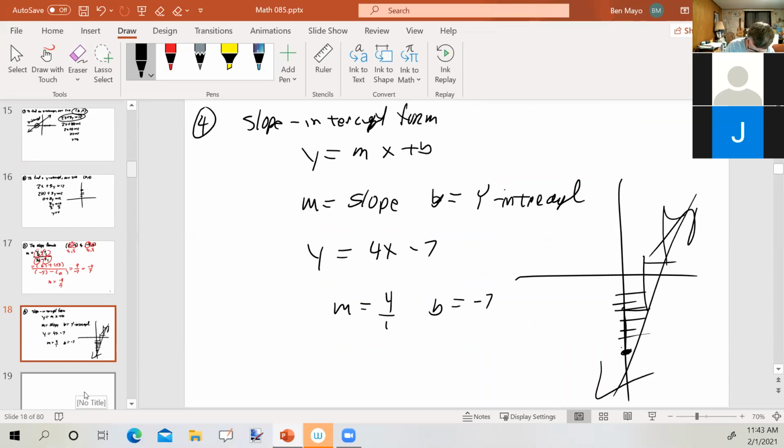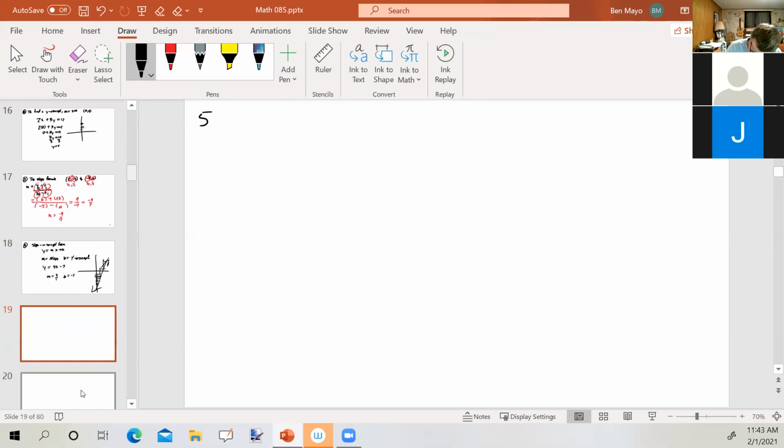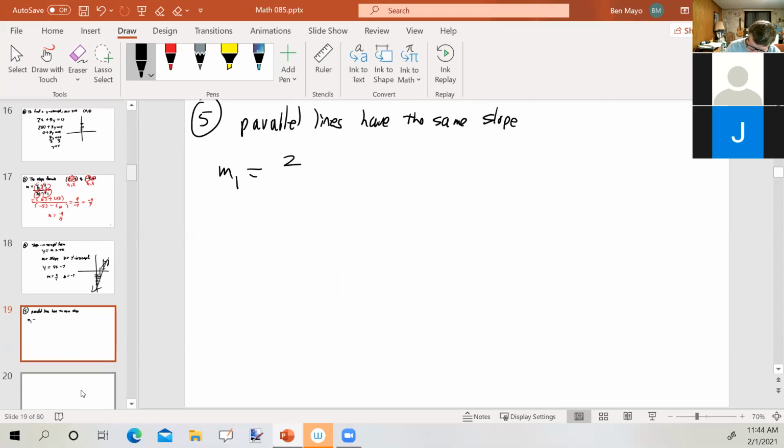All right. Let's see. Item number 5. Parallel lines have the same slope. So let's say that the slope of line 1 is 2/3 and the slope of line 2 is 2/3. Since the slopes are the same, the lines are parallel. If the lines are parallel, the slopes are the same. Okay?